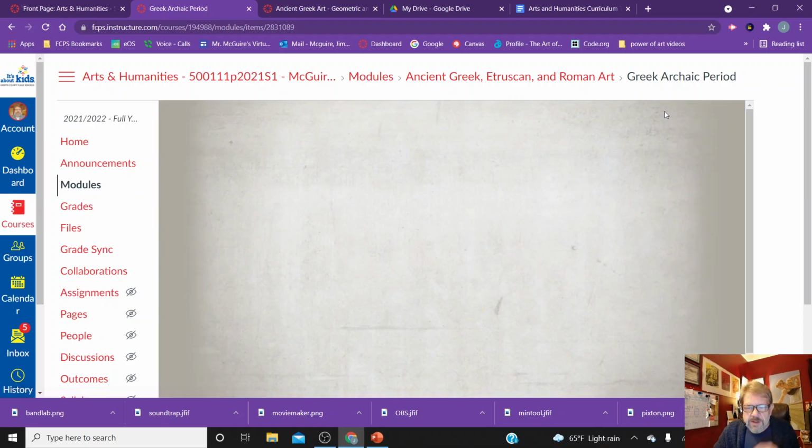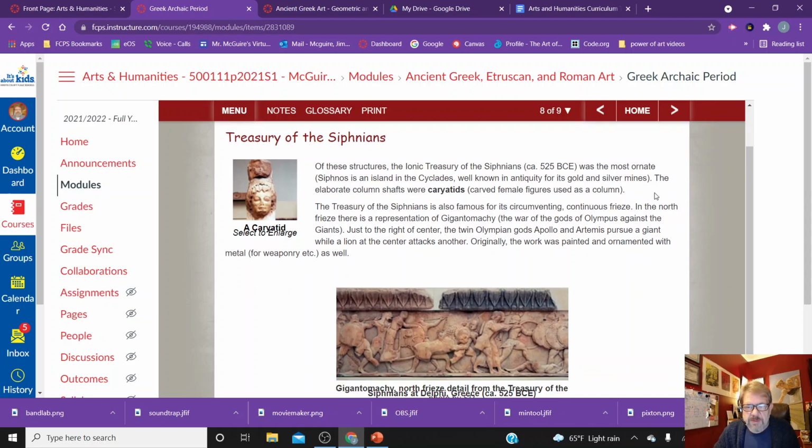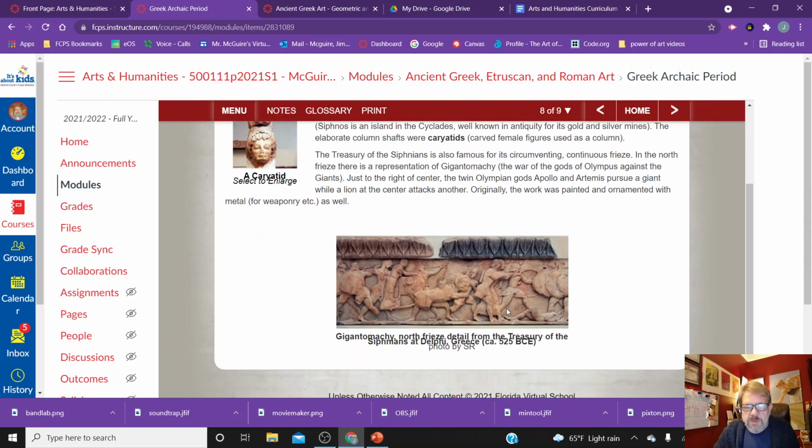All right, so last but not least, we're going to talk about the treasury. We're going to skip over this a little bit. What I do want to point out is that in these friezes, what we see going on are these two-dimensional surfaces that have these raised, what we call relief images.